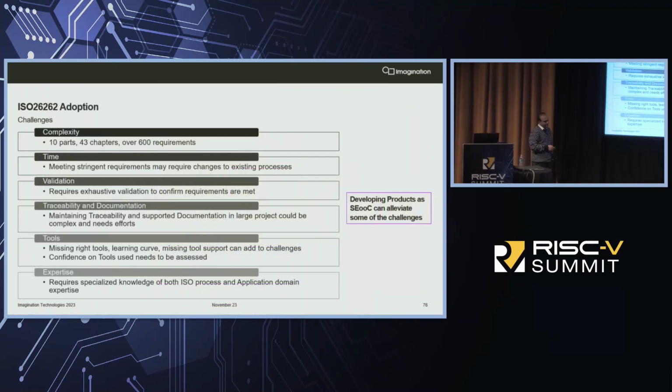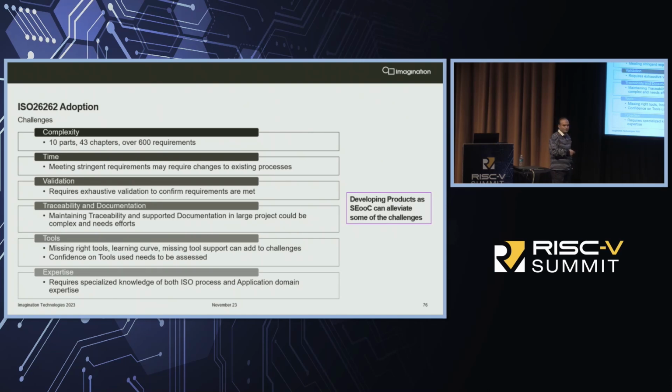So the challenges seen in adapting ISO 26262. For anyone who's not familiar with this, it's a very complex documentation, and there is the time required to change the processes. Sometimes we have to change the processes that we are already following to make them ISO 26262 compliant. So that becomes another big challenge. Validation has to be very exhaustive in terms of having all the cover points written and test cases documented. This is one other major challenge.